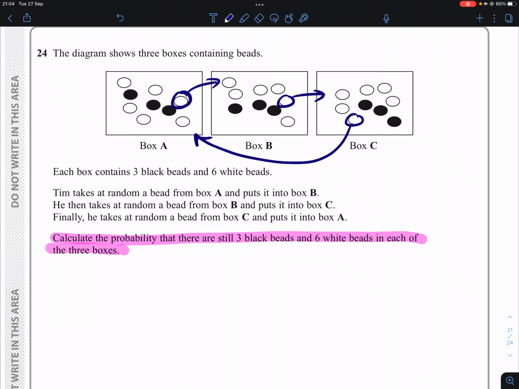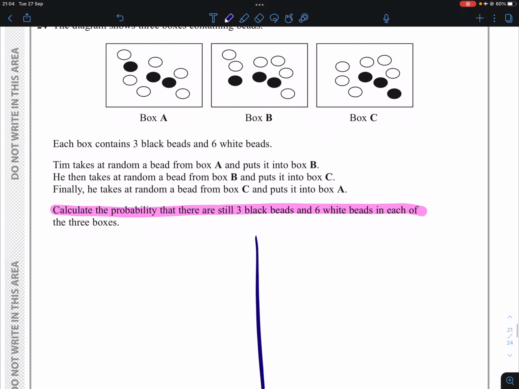So our probability is basically we have 2 options here where we are drawing a white from box A, then a white from box B, then a white from box C, or we draw a black from box A, then a black from box B, then a black from box C. So we split this up into 2 sections here. We're going to go A, then A, then A, and B, then B, then B.